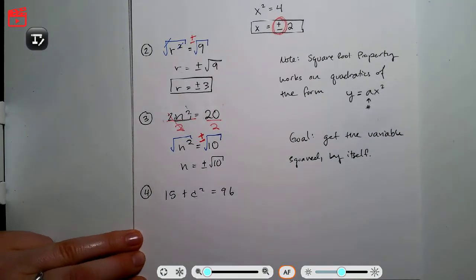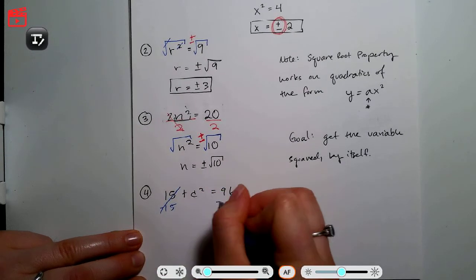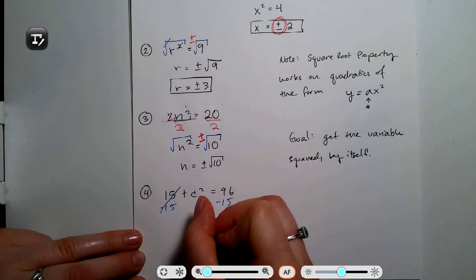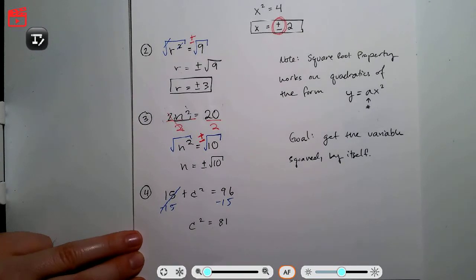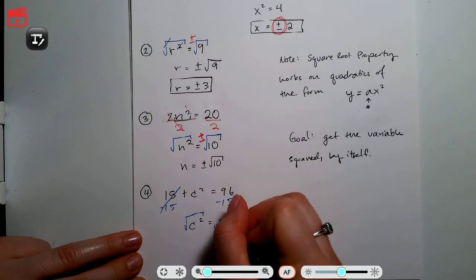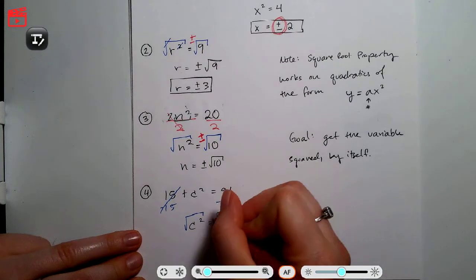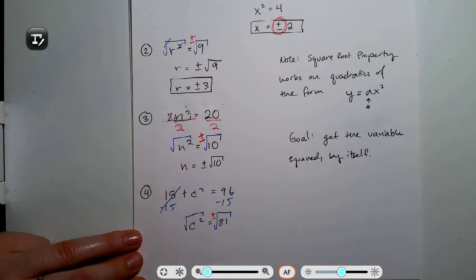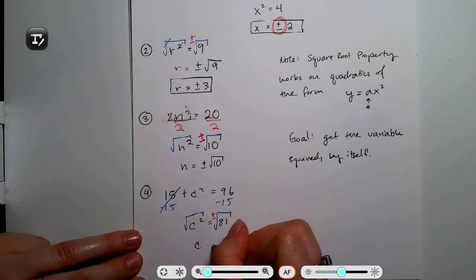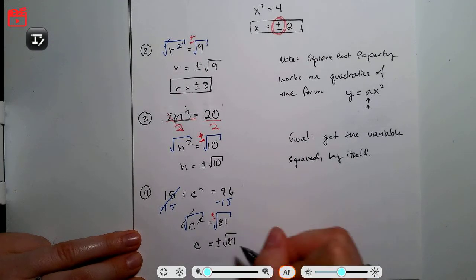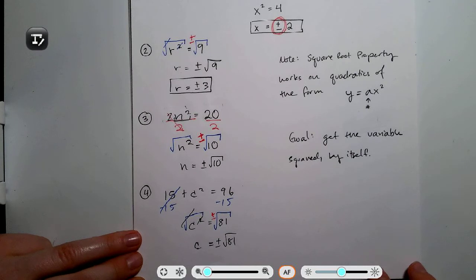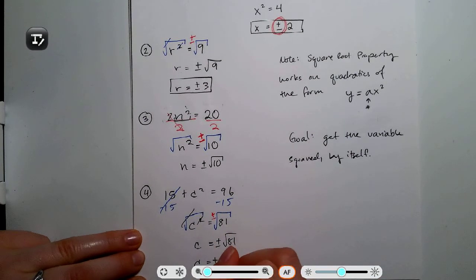All right, so let's minus that 15 from both sides. And what do we have left? c squared equals, what is that, 81? And now, look, we have our c squared by itself. We can go ahead and use our square root property. And when we do that, we're going to remember to put what? Yep, the plus or minus. So c equals, because that cancels, plus or minus the square root of 81. And what is the square root of 81? That's 9. Plus or minus 9.